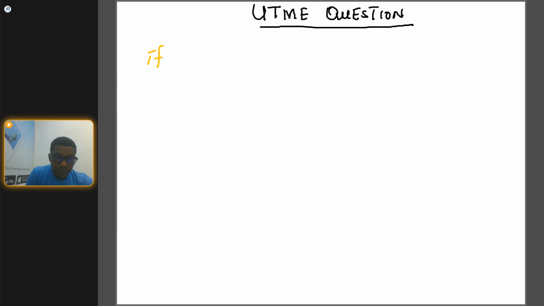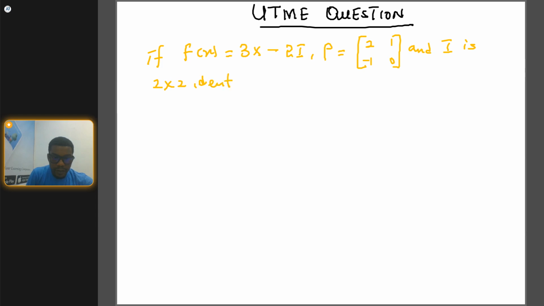If f of x is equal to 3x minus 2I, and P equals the matrix 2, 1, minus 1, 0, and I is a 2 by 2 identity matrix, evaluate f of P. So that is what we are asked to do. We are asked to evaluate f of P.